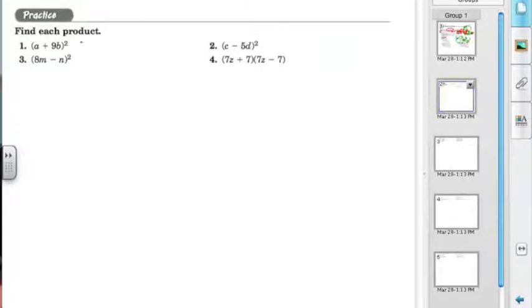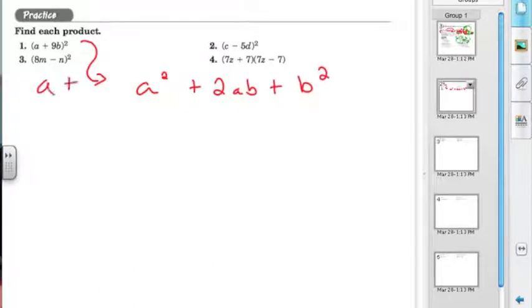Square of the sum. Again, what they basically said was if you take the first part, the middle part, and the last part, that's the shortcut formula, whatever a and b are. So, we have a plus 9b, that quantity squared.